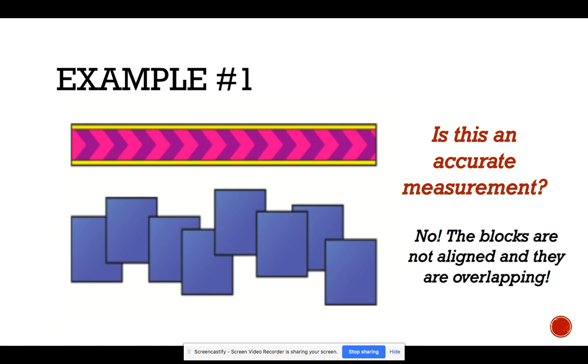No, the blocks are not aligned and they are overlapping. So if we look, the blocks are on top of each other. We cannot get an accurate measurement if they're not side by side. We have way too many blocks. So example number 1, we do not have an accurate measurement. The blocks are not aligned and they are overlapping.